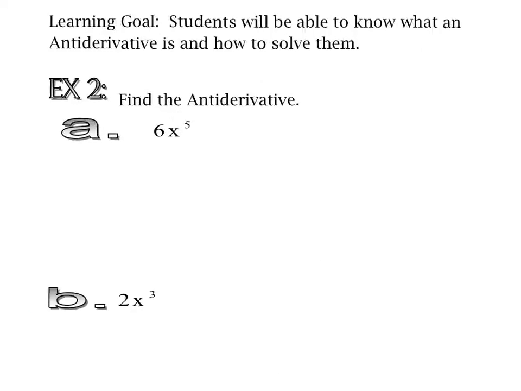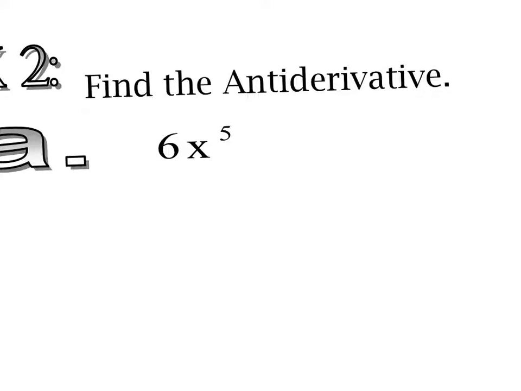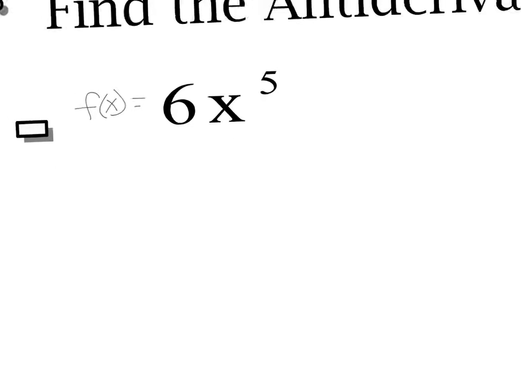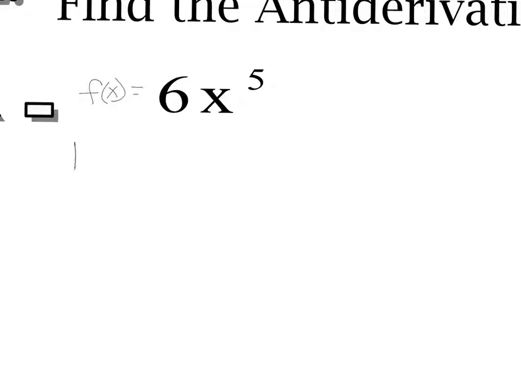Okay, so let's just start off by saying we're going to find the antiderivative of 6x to the 5th. But what I want to do is let's just say that this is f of x, so we have a way of talking about it. Well, that means then that the antiderivative, we would say that's capital F of x.